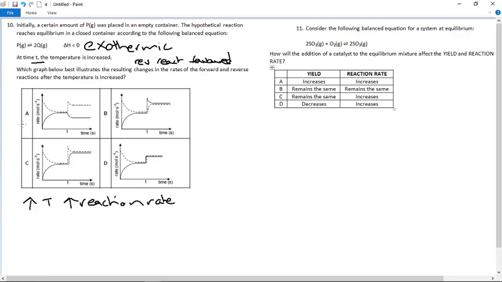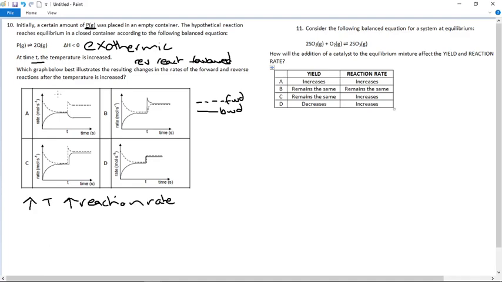Here it's not actually stated which is the forward and the reverse reaction, but obviously the one that starts at the high rate has to be the forward reaction, because P was placed by itself in the container. So the dotted line here is the forward reaction, and the solid line is the backward reaction, because P to Q is the only reaction that can happen at first.